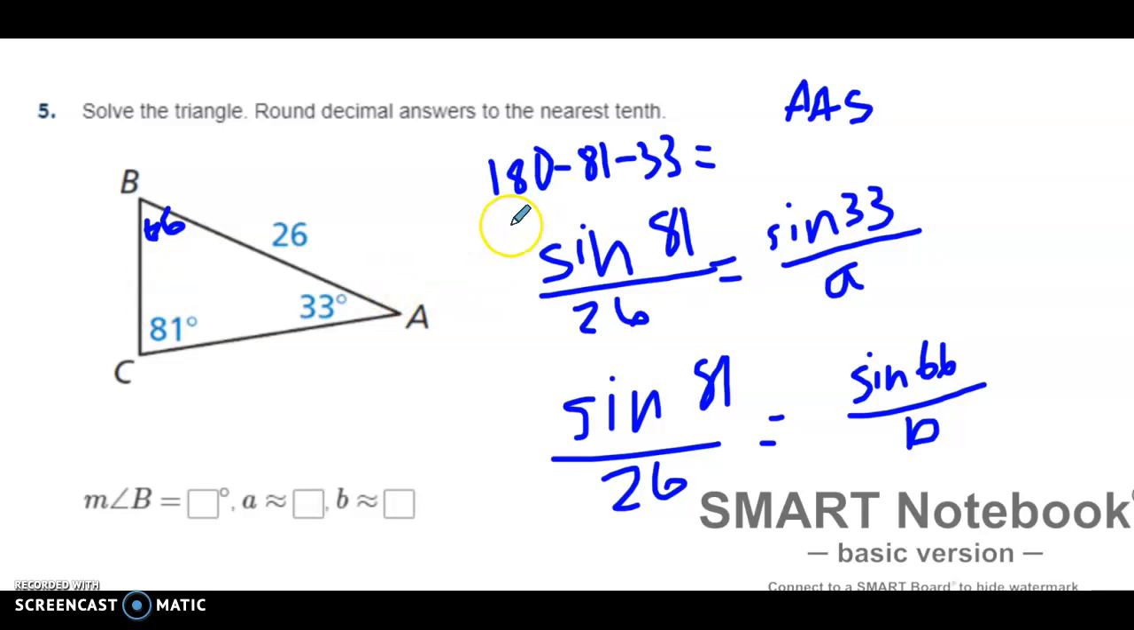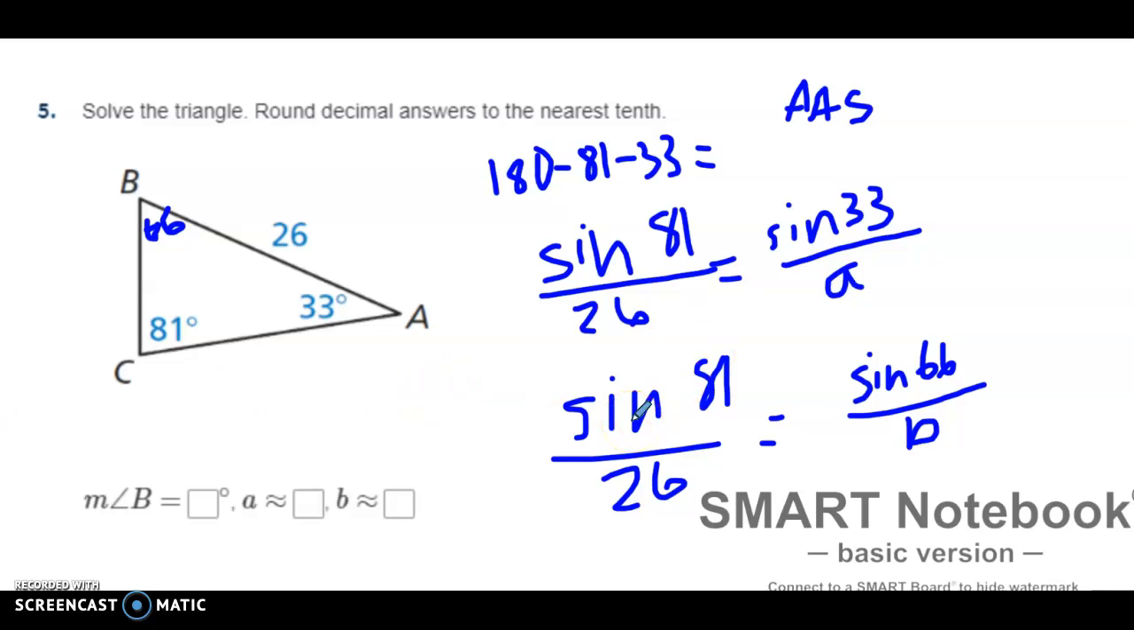Number 5. We have 2 angles and a side, and it's not the side in the middle, but this still works for the law of sines. I do know that all the angles add up to 180, so 180 minus 81 minus 33 is 66. I'm going to use the C's first, so the sine of 81 over 26, and I'm going to solve for A. So I have the sine of 33 over A, 26 times the sine of 33, find an answer, divide by sine of 81, and you get A, which is approximately 14.3.